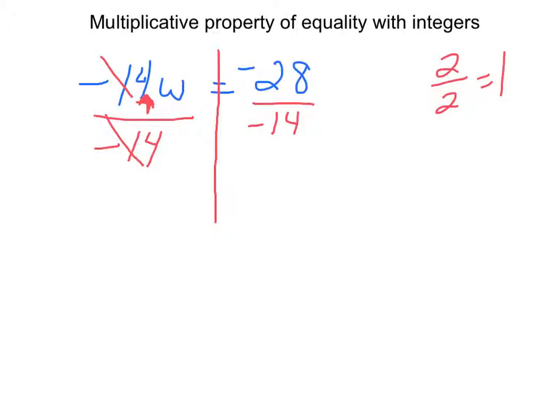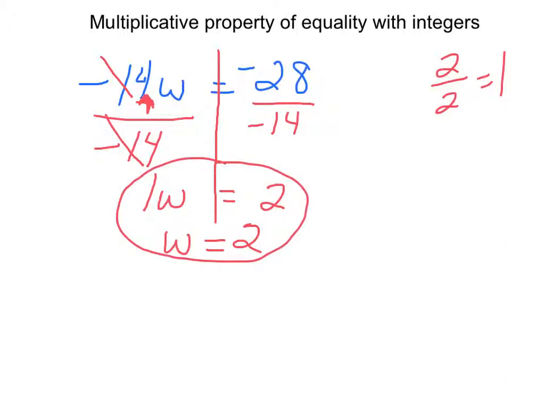If you have a sense of math facts in your head, you'll know that that's going to reduce down to a positive 2, because a negative divided by a negative is a positive. And on the other side of the equation, we just have a 1w. Once you get used to doing algebra, you'll know that 1w or just a plain w is the same thing. So both of these say exactly the same thing.